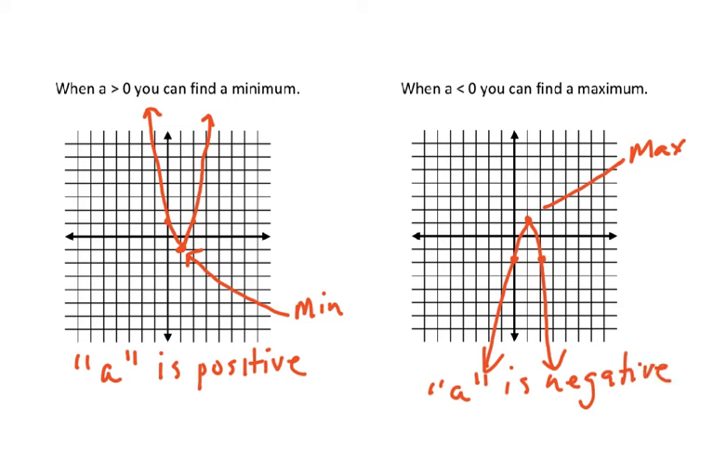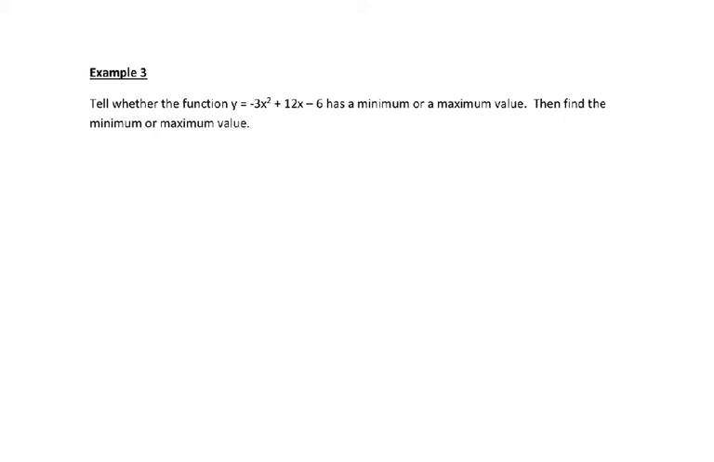And that's how we can tell when we have mins and maxes. Notice a is less than 0 here, and a is greater than 0 here. That's what we had talked about earlier. All right, moving on to example number 3.